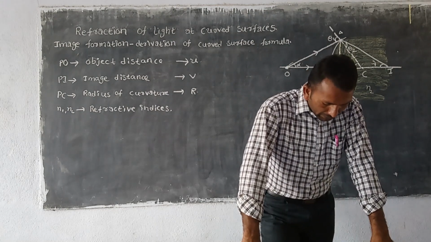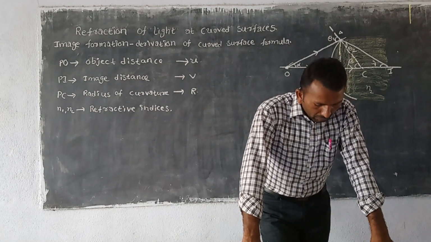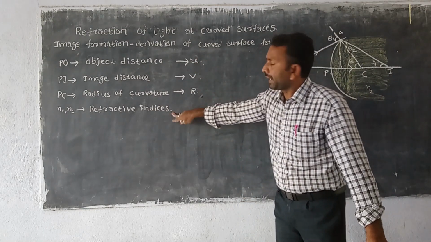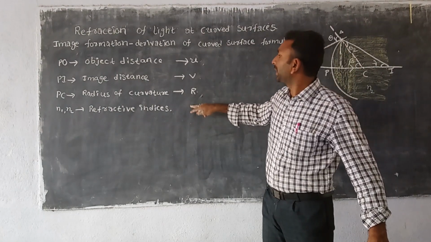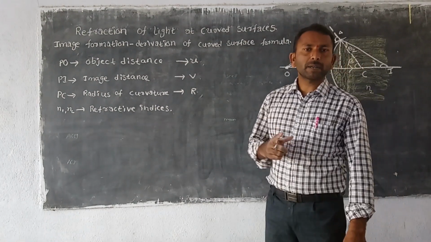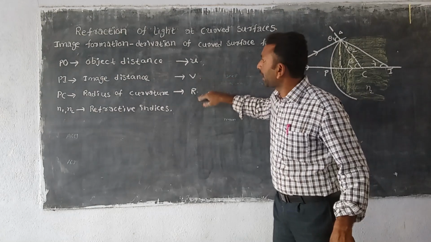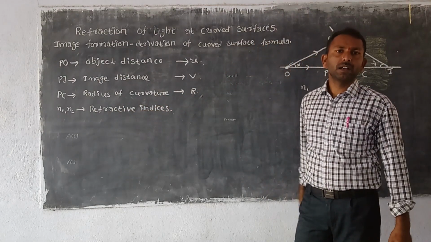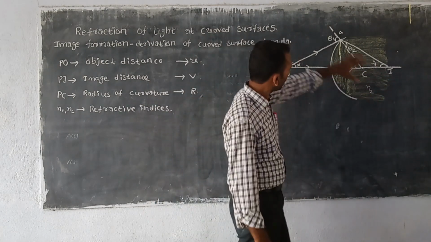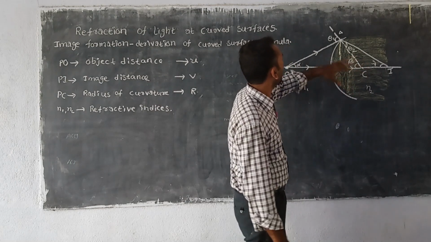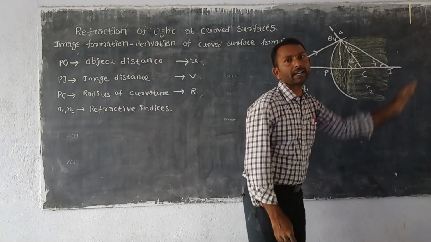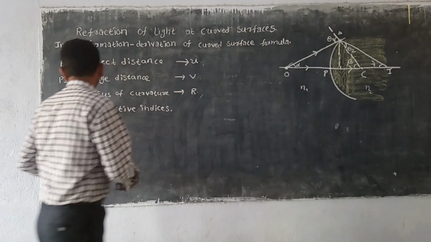Can you establish any relation between the above mentioned quantities? Based on U, V, R and the refractive indices n1 and n2, can you establish any relation between these five quantities? Let us find out. If you observe the figure, we can see some triangles: triangle ACO and triangle ACI.